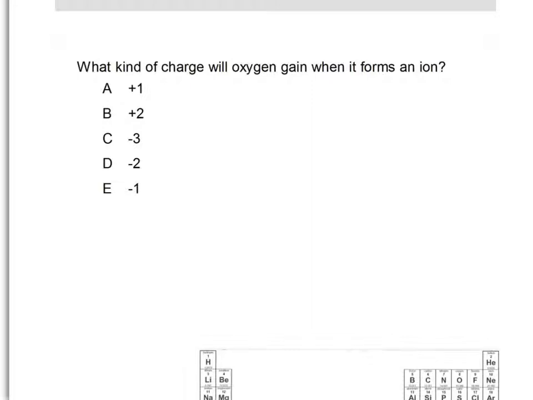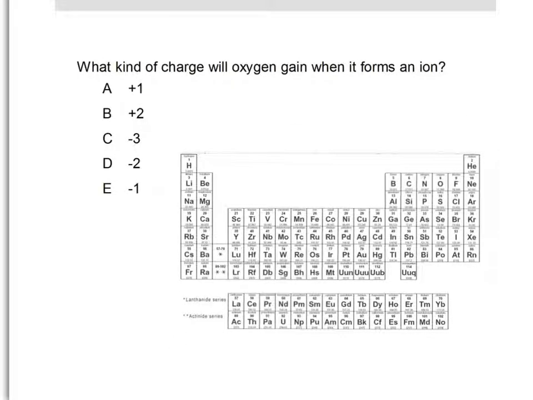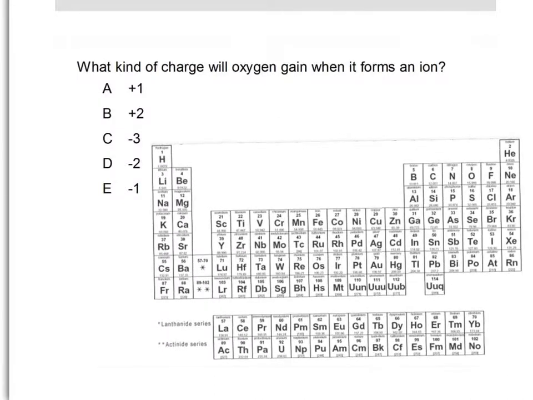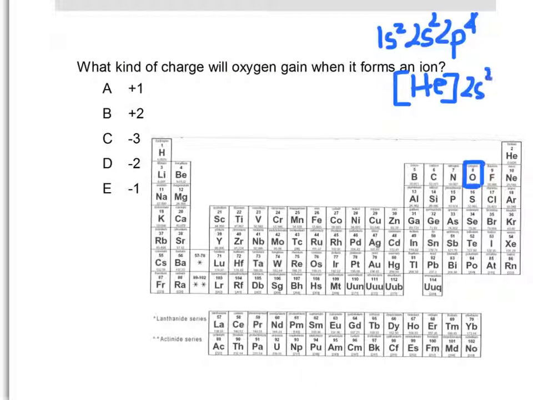All right, and our last question, what kind of charge will oxygen gain when it forms an ion? So this question actually goes along with what I showed you about the periodic table and forming ions. So I'm going to stretch this out a little bit. Oxygen is located over here. This is oxygen, right here. If we write out the entire thing, you're going to see that it's going to be 1s2, 2s2, 2p4. That means that you could add up the outermost electrons. Technically, its short abbreviation would be helium, and then 2s2, 2p4. So it has exactly 6 electrons in its outer shell.